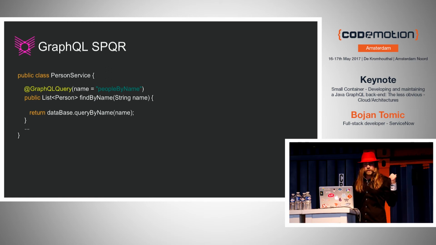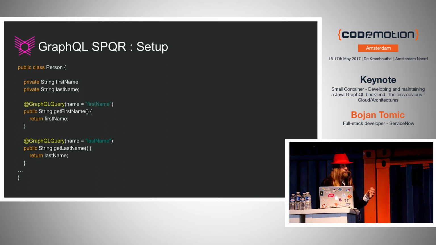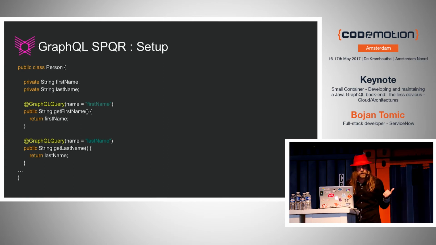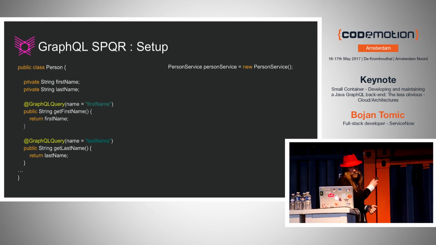So this is all you would need to do to say that you want the find by name method to be exposed over GraphQL. Then in your person object itself, again, same logic. All the fields you want exposed, you could annotate them. Again, annotation is optional. I'm using them just to illustrate it more clearly. So the things you want exposed, you can annotate them.